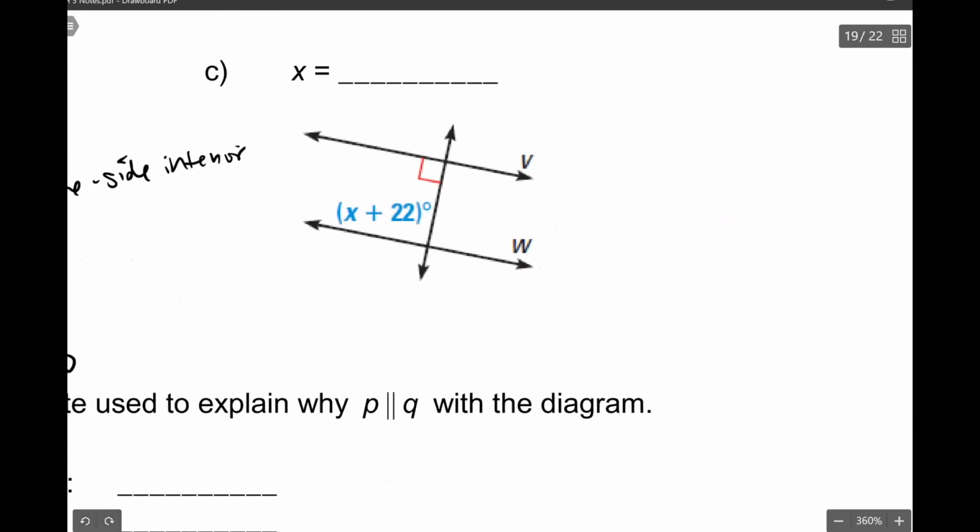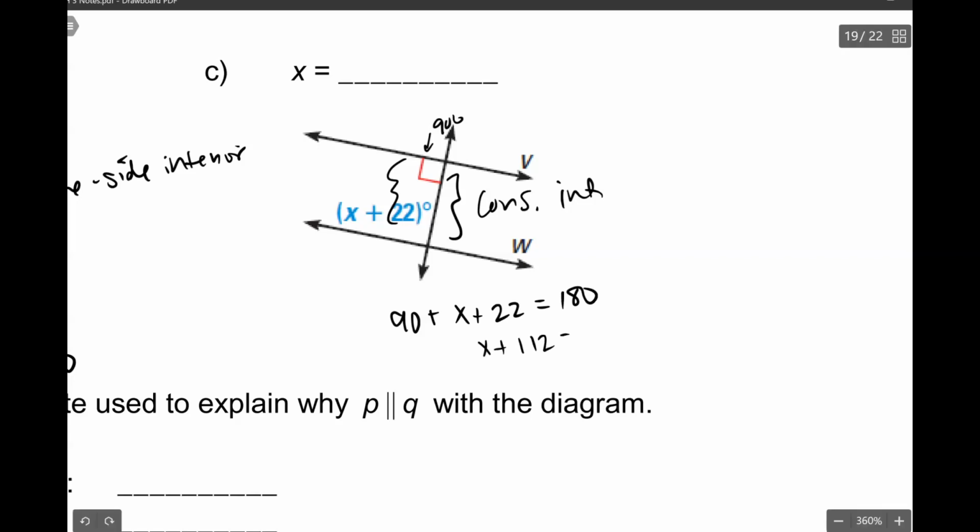All right. Here, once again, it's the same thing, right? These are consecutive interior, same side interior. These two angles must add to 180 degrees, right? In this little box, that's 90. So I know 90 plus x plus 22 is 180 degrees. So I have x plus 112 is 180. Subtract 112 from both sides, and we get 68.